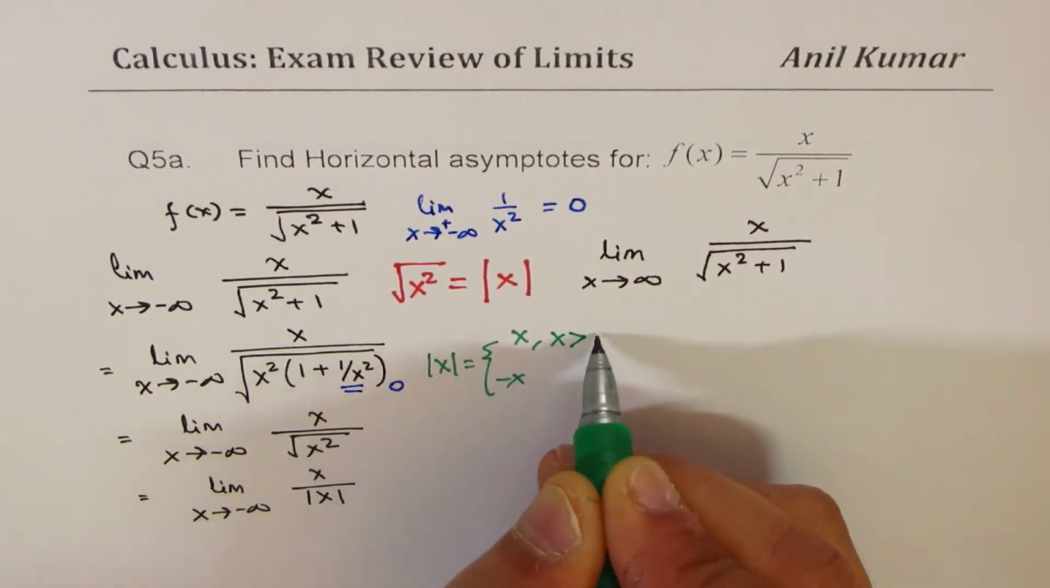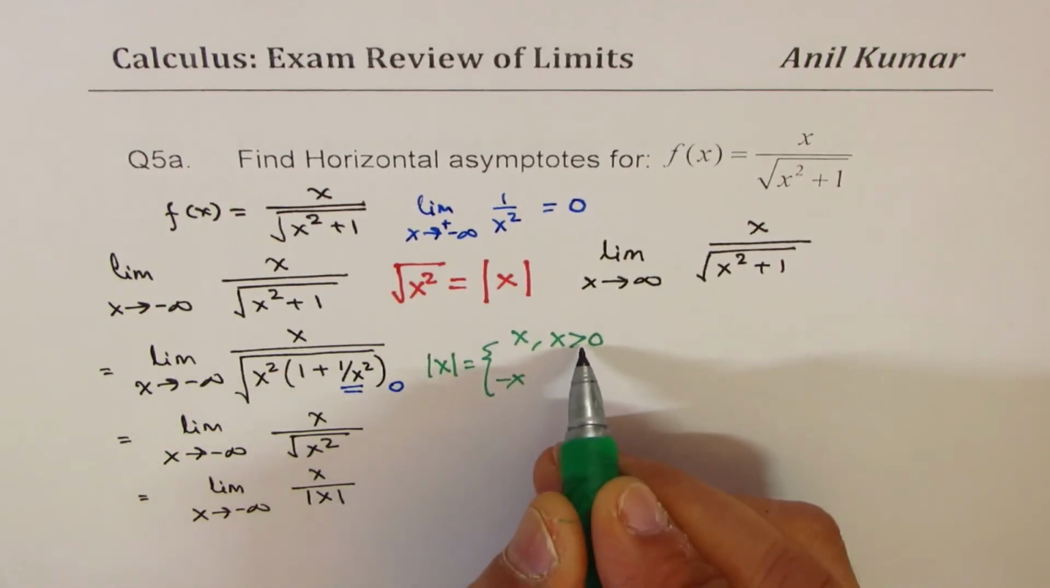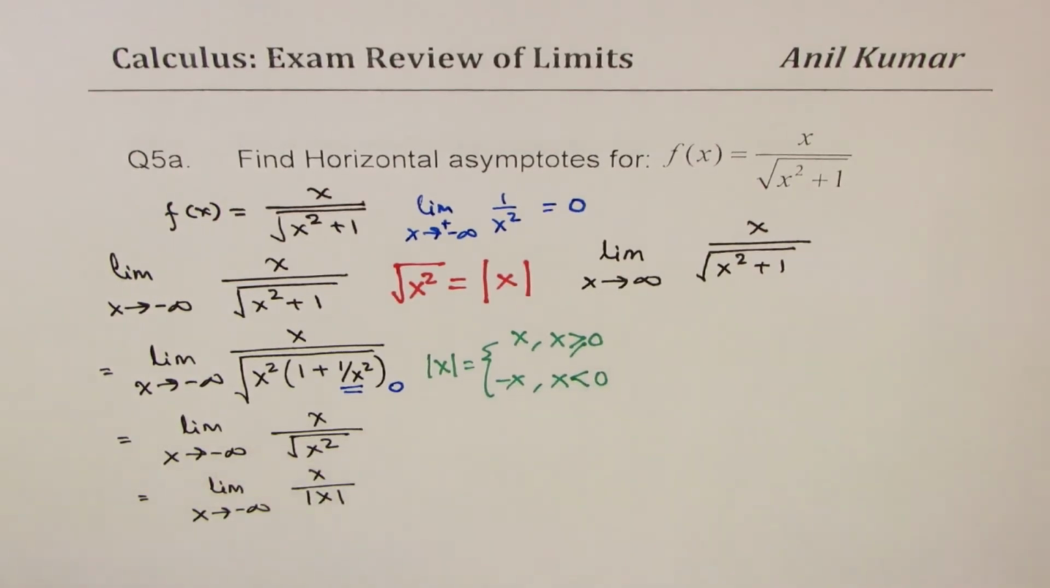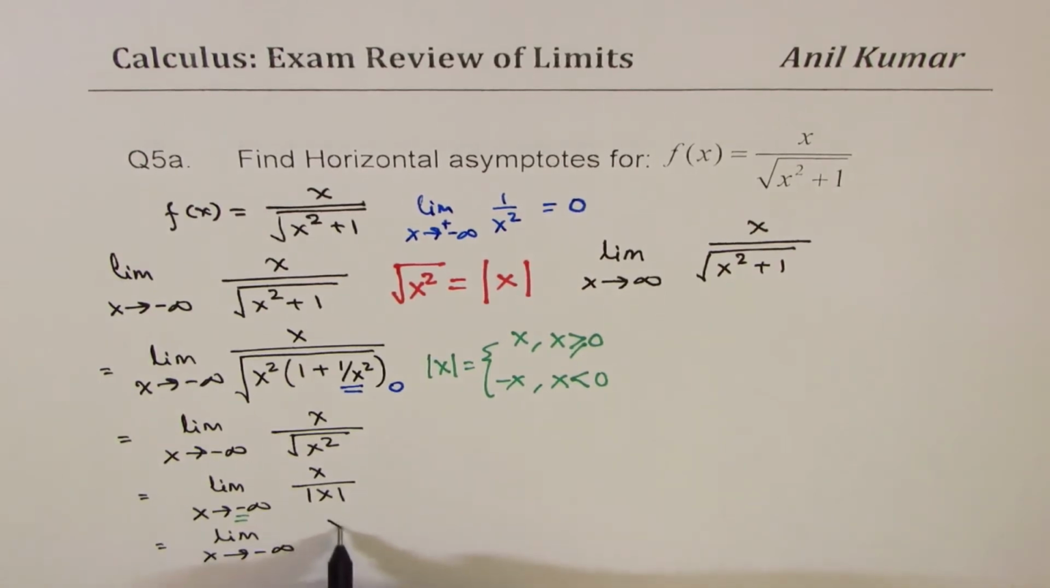When x is greater than or equal to 0, it is x. However, if x is less than 0, it is negative x. Since we are approaching negative infinity, it should be negative x, right? So we get the limit as x approaches negative infinity of x over negative x, which is negative 1. Do you see that? So the horizontal asymptote on the left side is negative 1. Is that clear? Not positive 1.